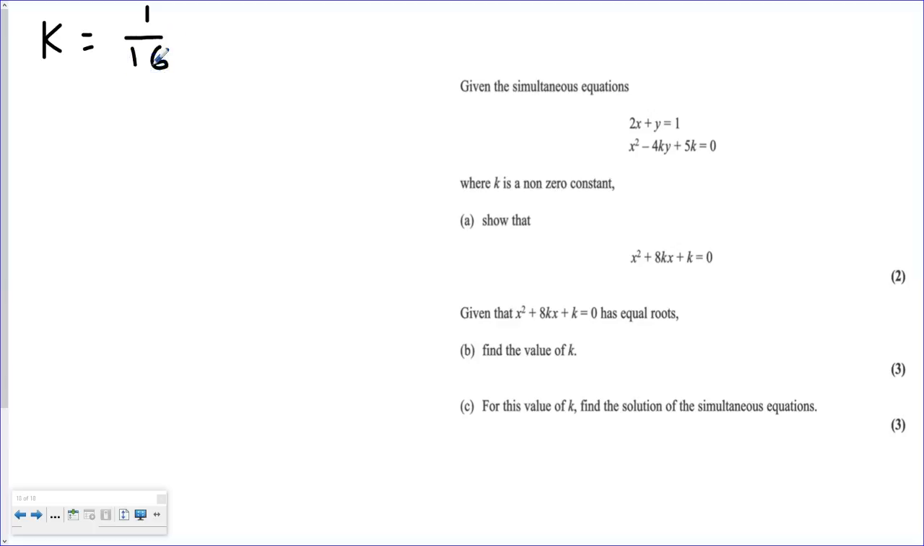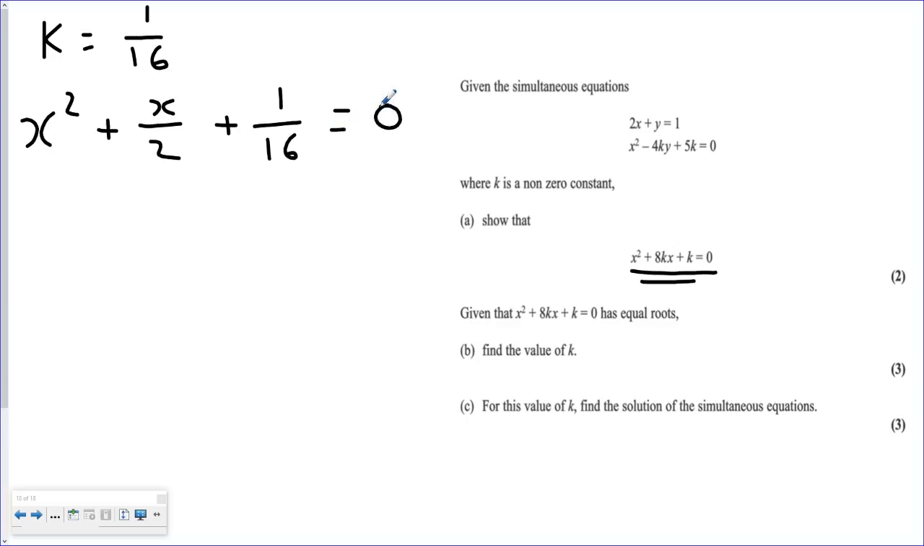So it says, for this value of k, find the solution of the simultaneous equations. It wasn't wrong to do so, but I saw a lot of people go right back to the beginning and put in this value of k. It's not wrong, just probably made things a little bit harder than you needed to. There's a reason why you've got it in this form here. It's so that you can sub it into this, and it'll make it just that little bit easier. So 8 divided by 16 is just going to leave us with a half, so we're left with x over 2, and then k we just worked out was 1 over 16.